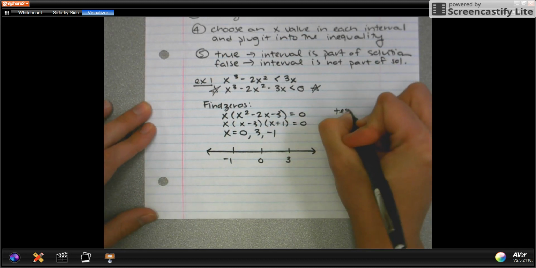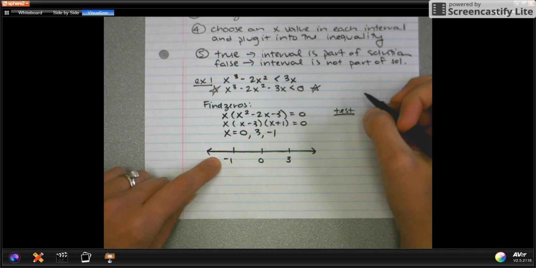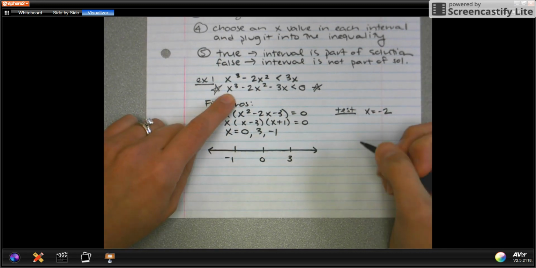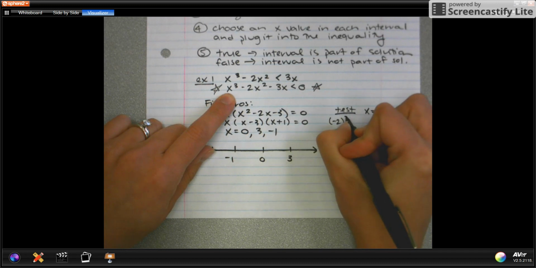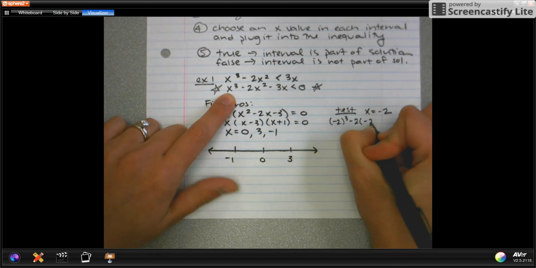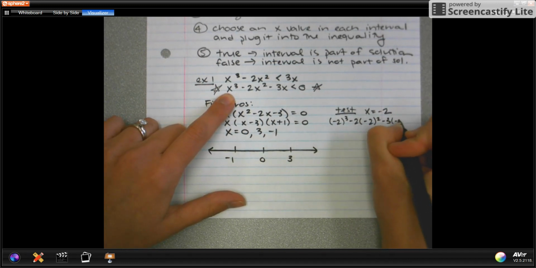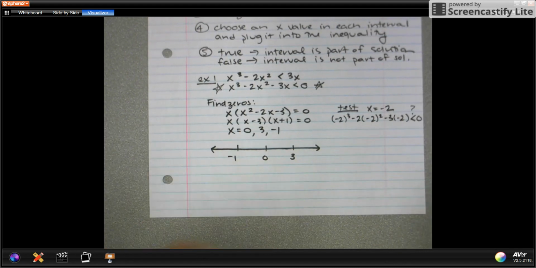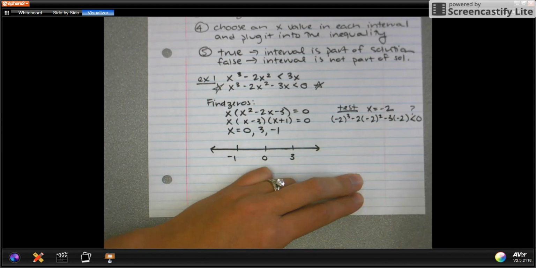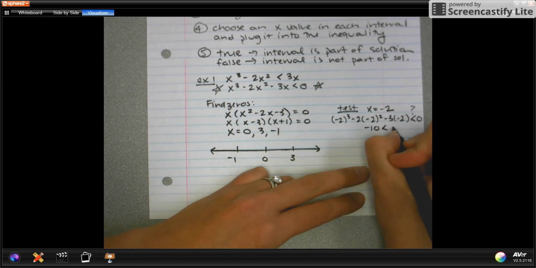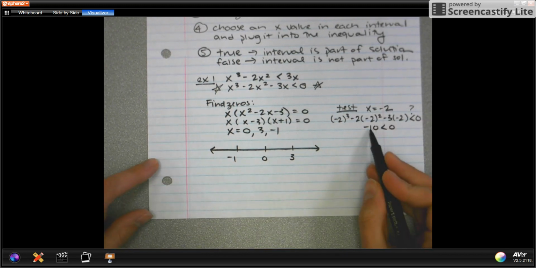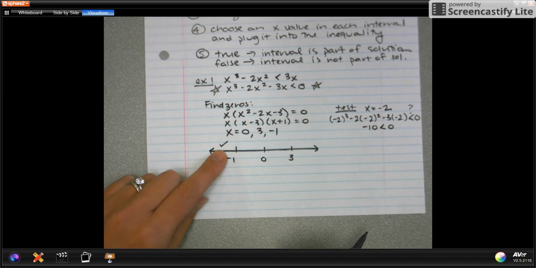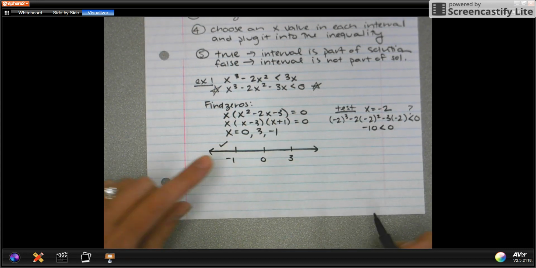So the first thing I'm going to do is test a negative 2. So I'm going to put negative 2 into the starred inequality. So negative 2 to the third minus 2 times negative 2 squared minus 3 times negative 2. And I'm asking myself, is that less than 0? It comes out to be negative 10. And so since that made a true statement, that means this whole interval is part of my answer.